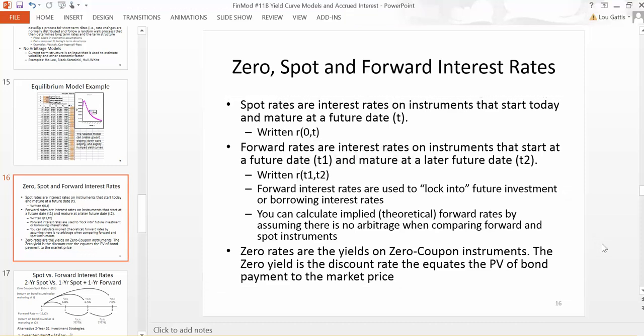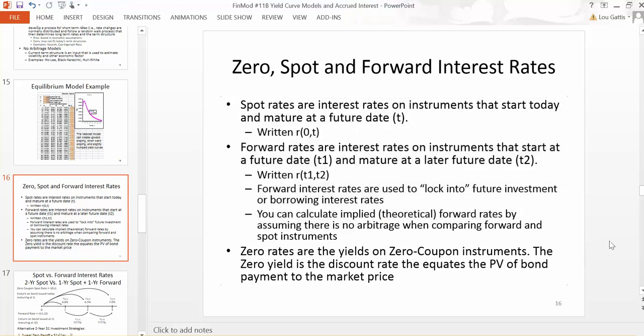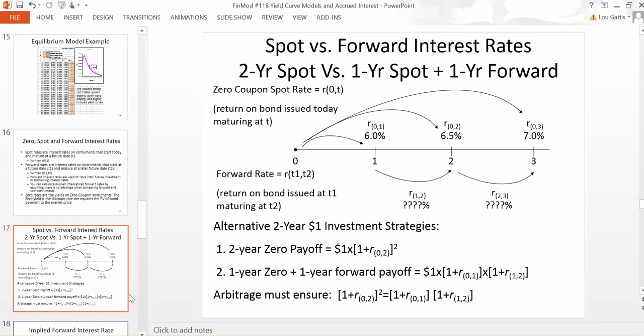Now, you can calculate interest rates on those types of instruments by looking at the spot rate and calculating an implied forward rate. And you use an arbitrage argument. The arbitrage argument is you can construct multiple ways of getting a particular maturity investment using spot and forward interest rates. So let me just show you a quick example, a couple more slides.